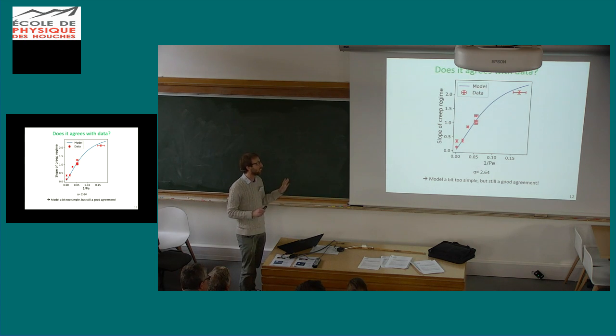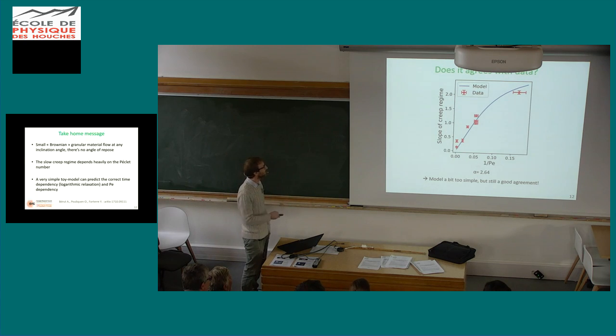I can't say a lot about that. We don't have any real prediction for alpha. The only thing is that we expect alpha to be close to 1. Otherwise, it means that the model is completely crazy. So this is not too bad. The model is probably a bit too simple, but still there is a good agreement. We can predict what happens in this logarithmic creep regime.